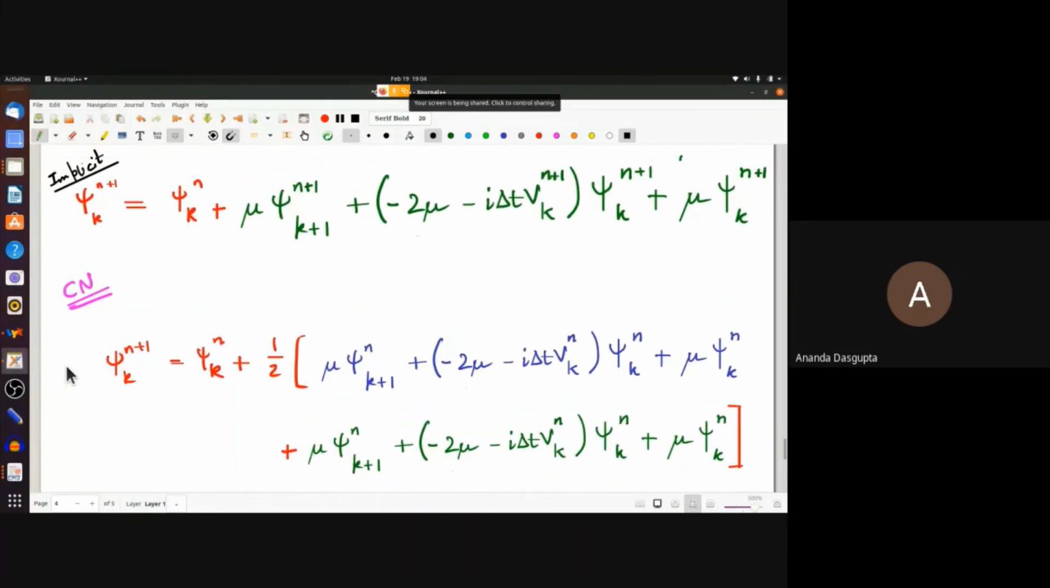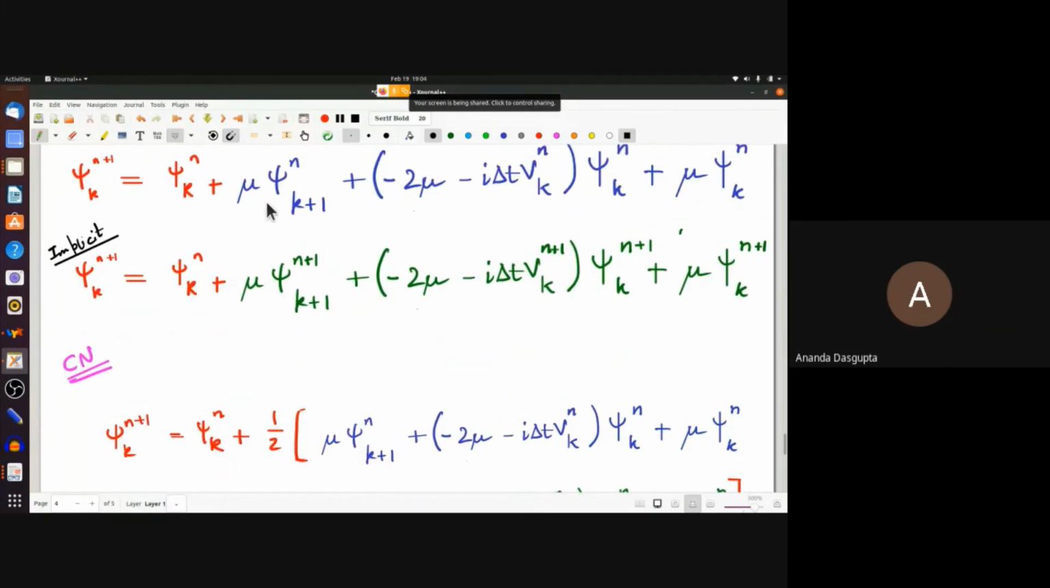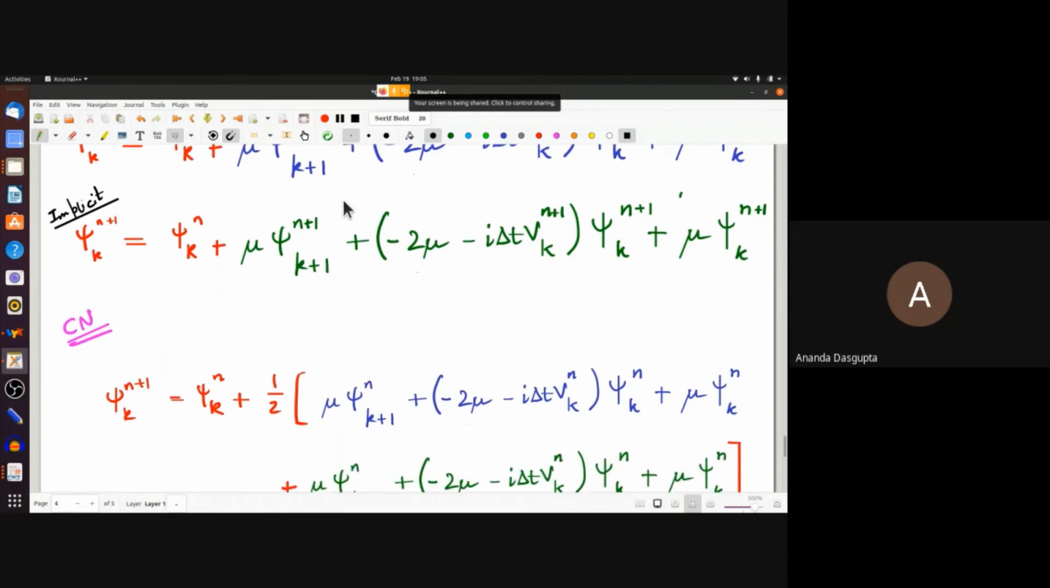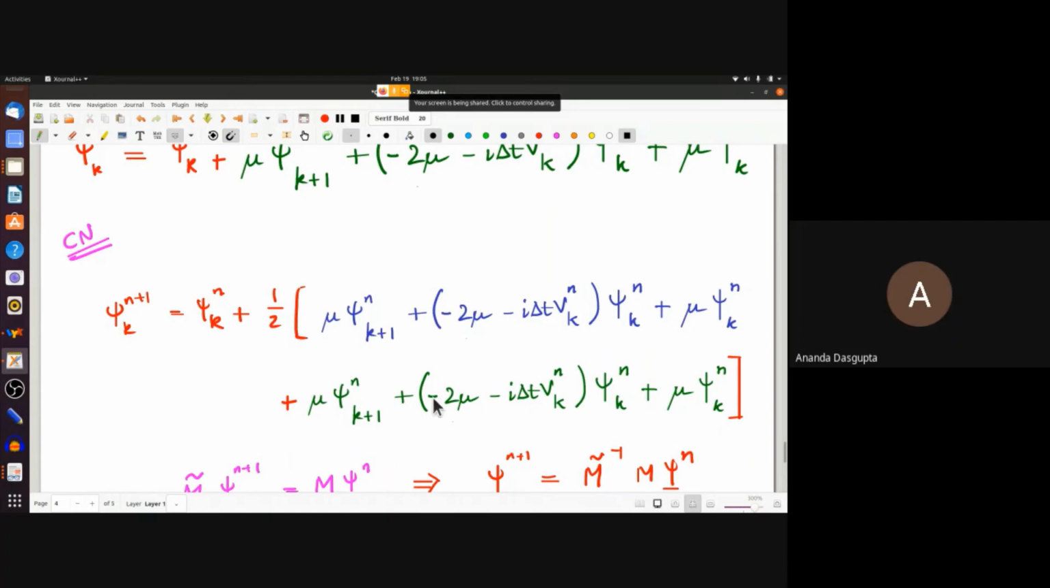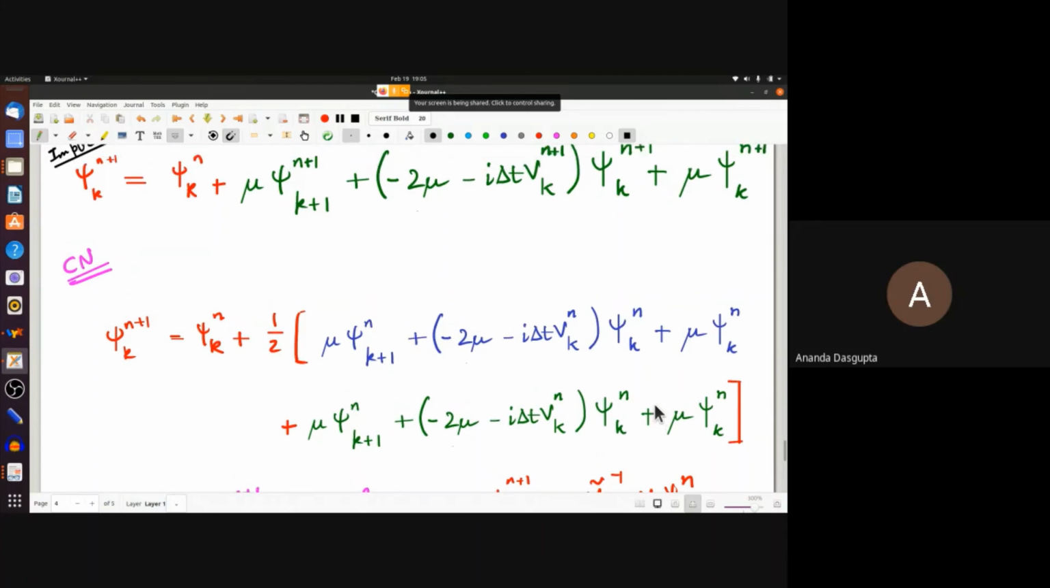So psi k n plus 1 equal to psi k n plus this correction term. The two correction terms are different in the implicit and the explicit method. The implicit gives you this, explicit gives you this. Crank-Nicholson just averages the two. This is a simple-minded thing, but that immediately gives you several advantages. One of them is this is a much more accurate estimate of the del psi del t than taking the value at the beginning and the end. So the error is a lot less.